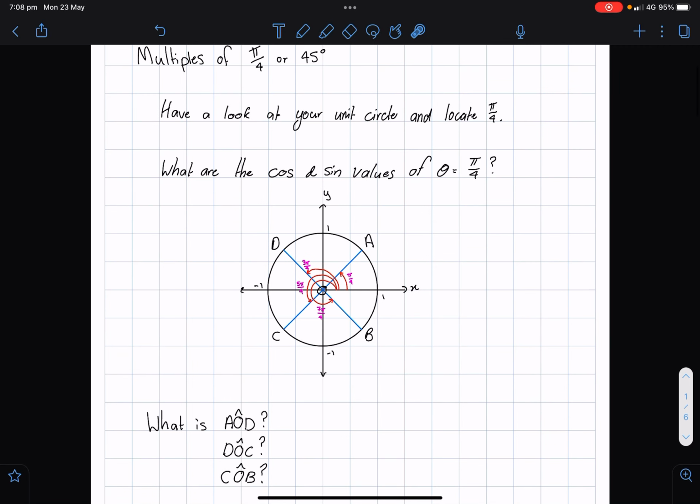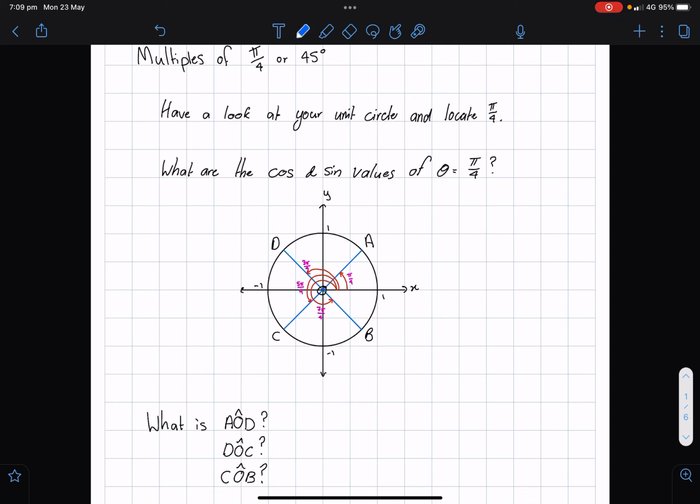Hopefully you guys can see it's either 1 on root 2 and 1 on root 2, or if you have a different unit circle, root 2 on 2 and root 2 on 2. So they are exactly the same, except one has rationalized the denominator. Alright, so just back to what we're doing here.